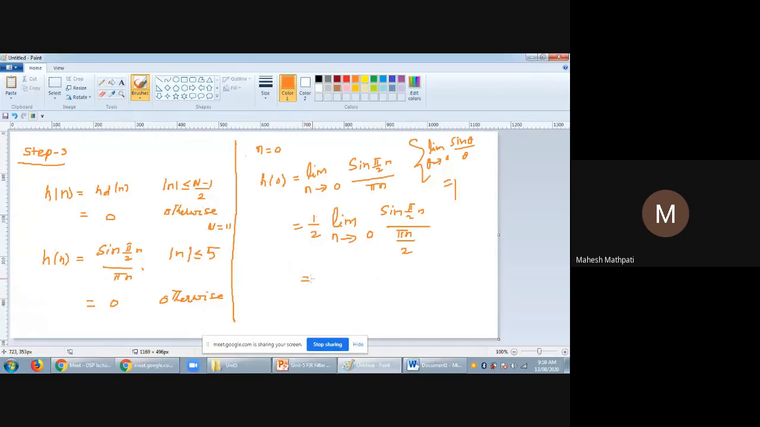So that will be equal to 1 by 2 into 1, because limit theta tends to 0 sin theta by theta value is 1. So what is the value of h of 0? 1 by 2. So I can write the value of h of 0 as 1 by 2. So you have to remember this step very carefully. Directly you cannot substitute the value of n equals to 0 in the above equation. ठीक है?